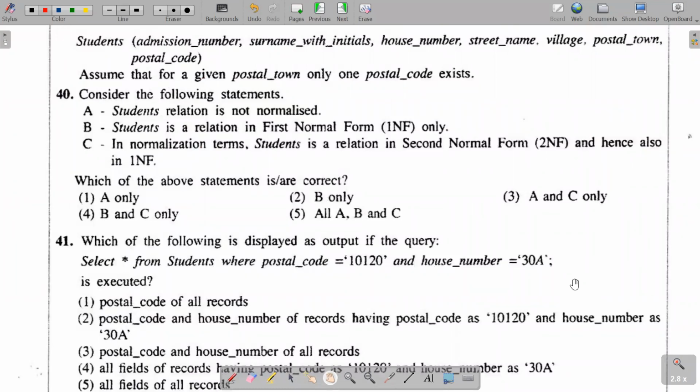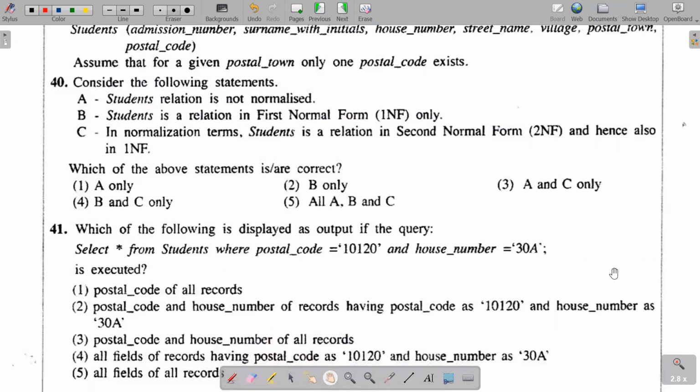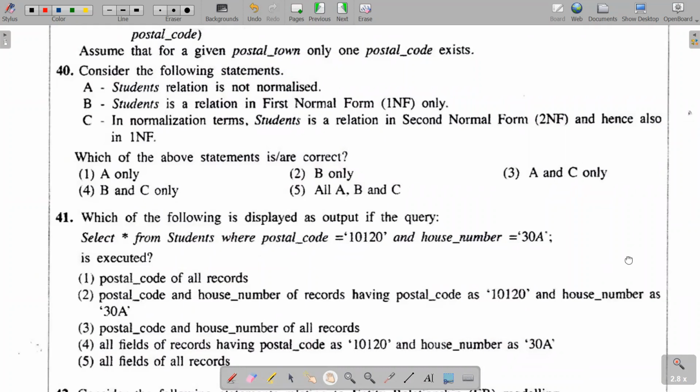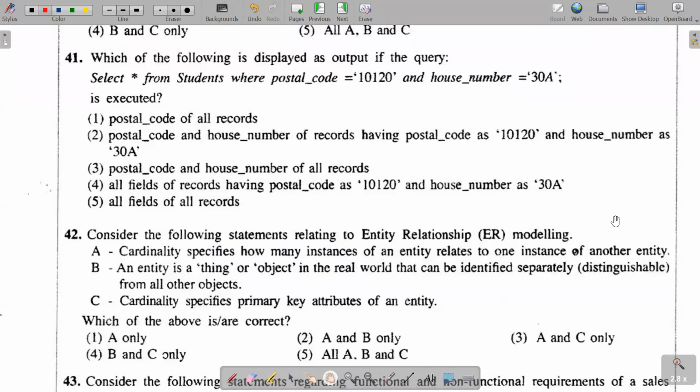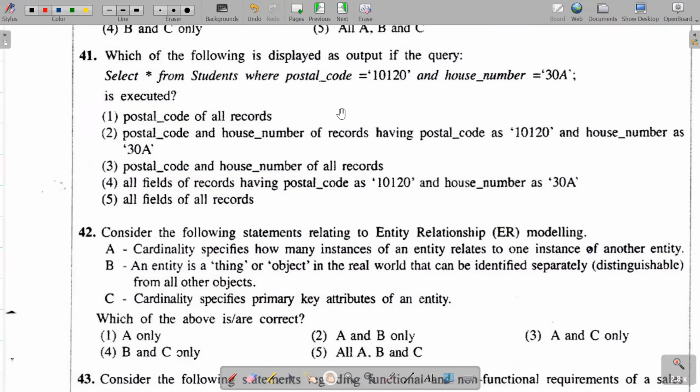41st. Which of the following displays as output if the query select asterisk from student where postal code equals this much and house equals 38. The first option says all records, but that is wrong. මෙතනින් කියන්නේ all records ගන්න කියලා, හැබැයි postal code එක මෙන්න මේ value එක වෙන, house number එක මෙන්න මේ value එක තියෙනවා. So postal code and house number of records having postal code 10120 and house number 38.